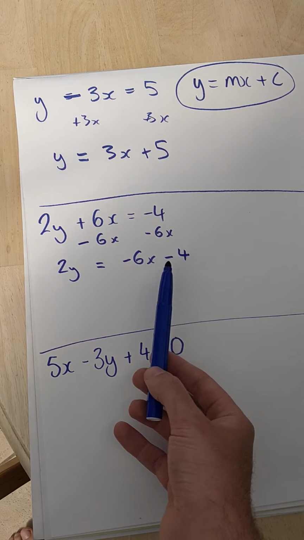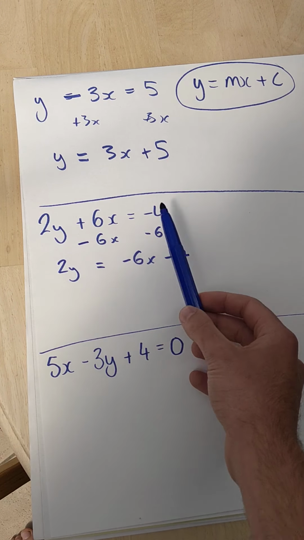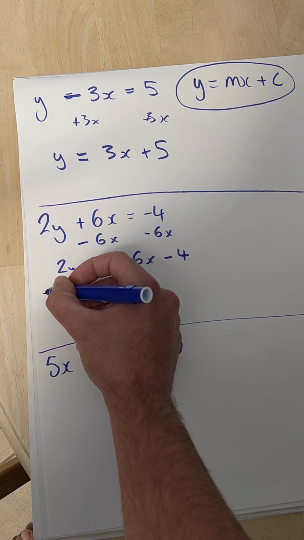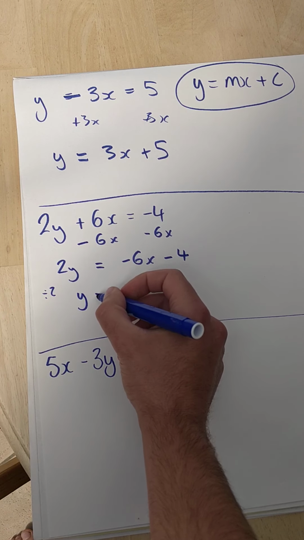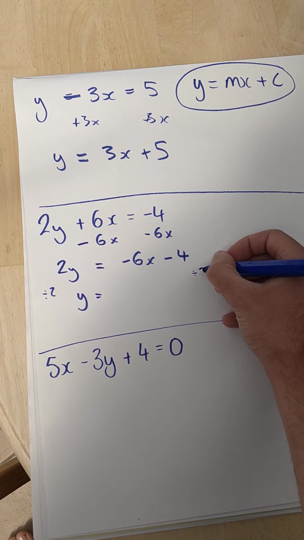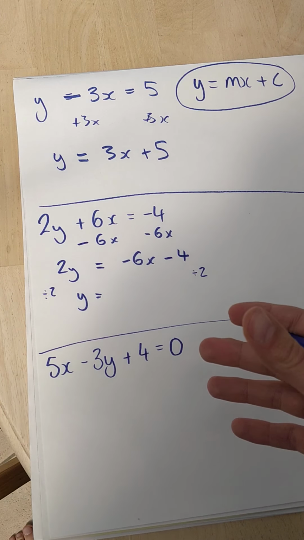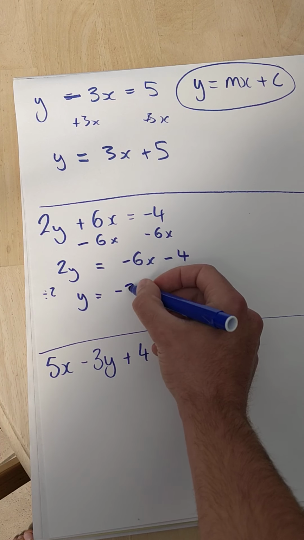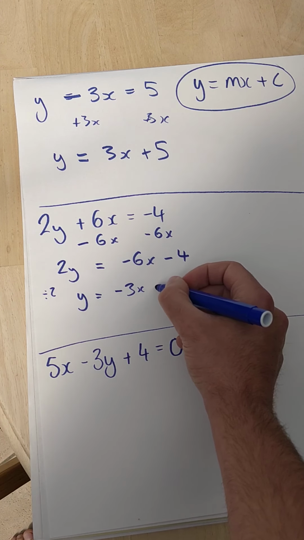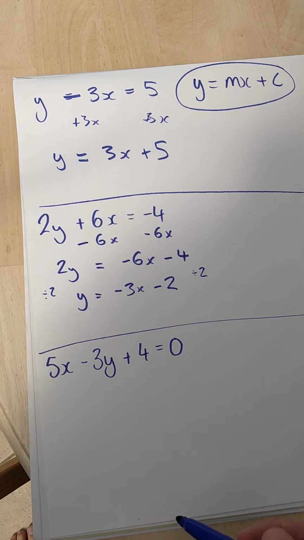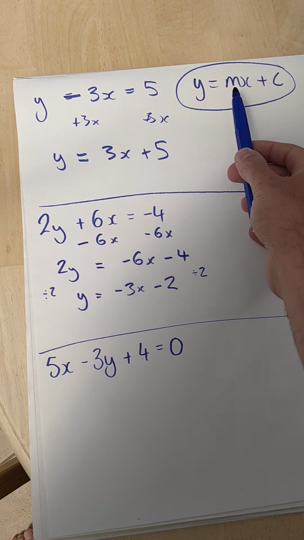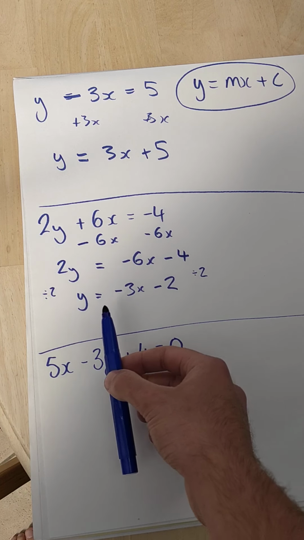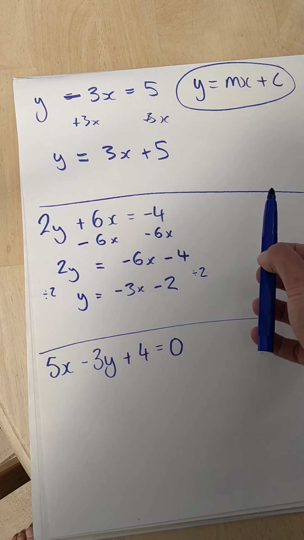Now, the last thing I need to do, because it's y, not 2y, is divide everything by 2. So if I divide this side by 2, to get the y on its own, I need to do the same to the other side. You might remember this from the algebra stuff we were doing at the beginning of the year. If you divide this by 2, that becomes negative 3x, and then take away 2. So your m, in this case, is negative 3, and your c is negative 2. And now it looks like y equals something x plus or minus something.